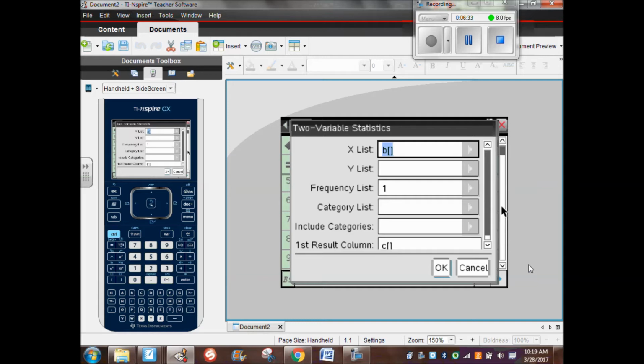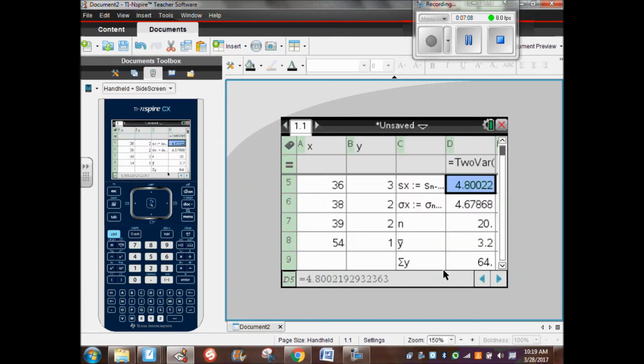Now, it comes up with X list. What did we title our X list? X. What did we title our Y list, or our second list? Y. Now, the next one down, it says frequency list. Our frequency list was our second list. Remember the number of cars? So what did we title our frequency list? Y. So you're going to change that one and you're going to call it Y. And that's all we need to enter, so you can just click on OK.